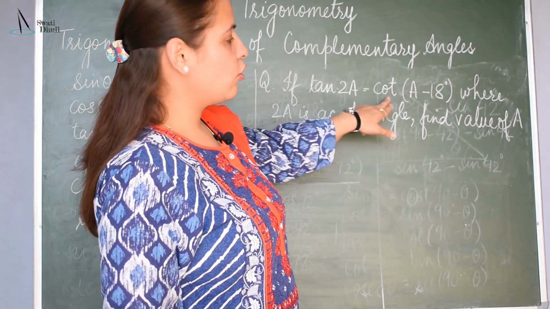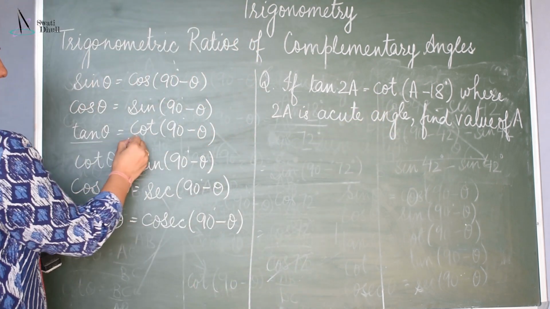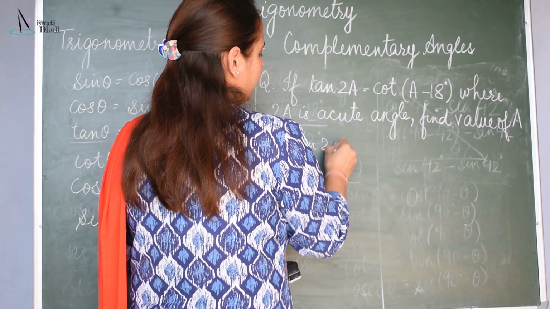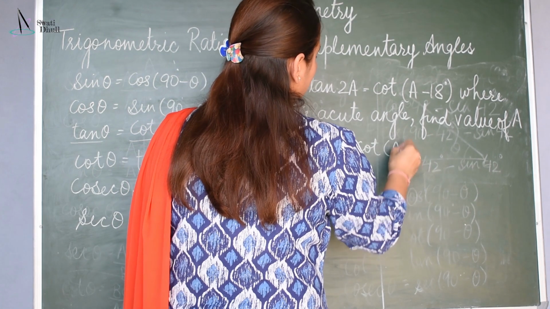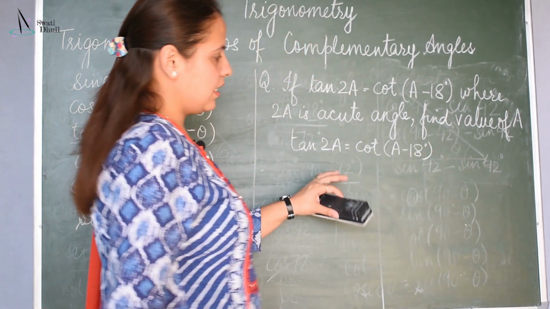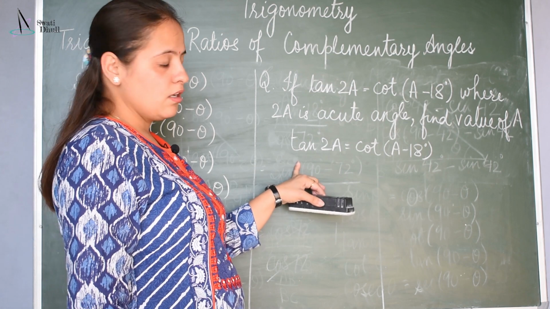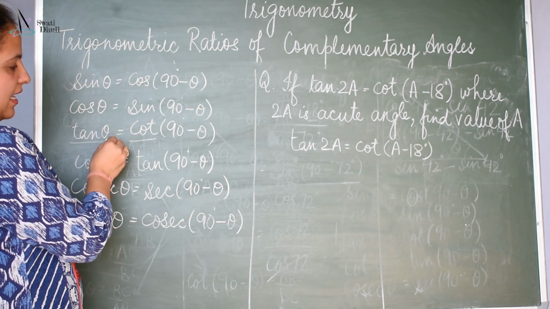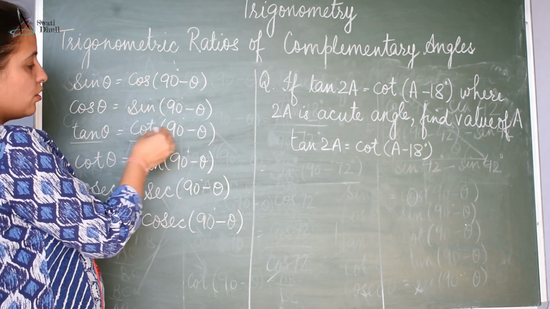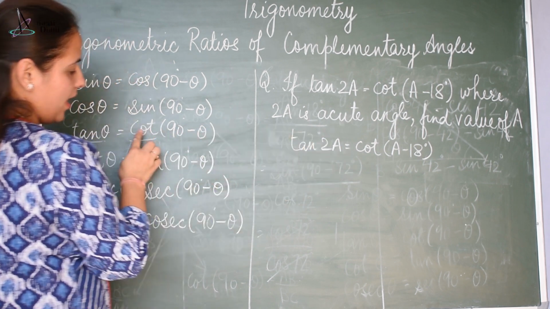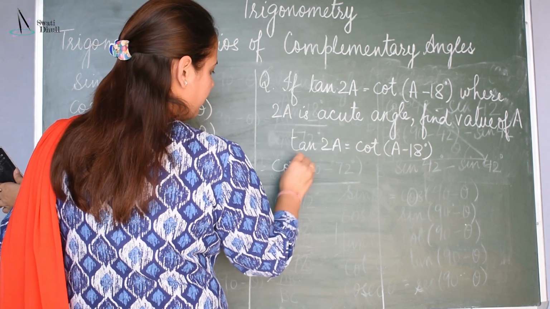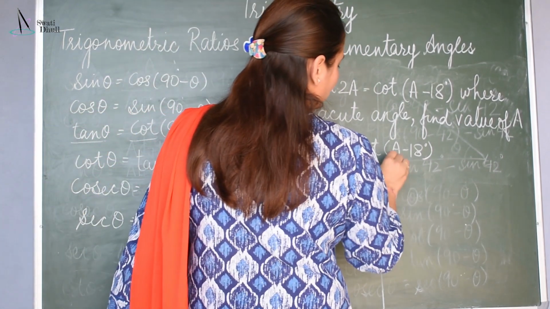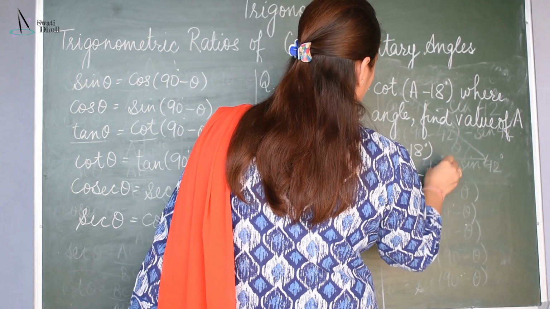We know that tan and cot are complement to each other. So tan 2a is equal to cot a minus 18 degree. Now see, here it is cot, here it is tan. So can this tan be changed into cot? Yes. Because we can write tan theta is equal to cot 90 minus theta. So in place of theta I have 2a. So I can write it as cot 90 minus 2a is equal to cot a minus 18 degree.